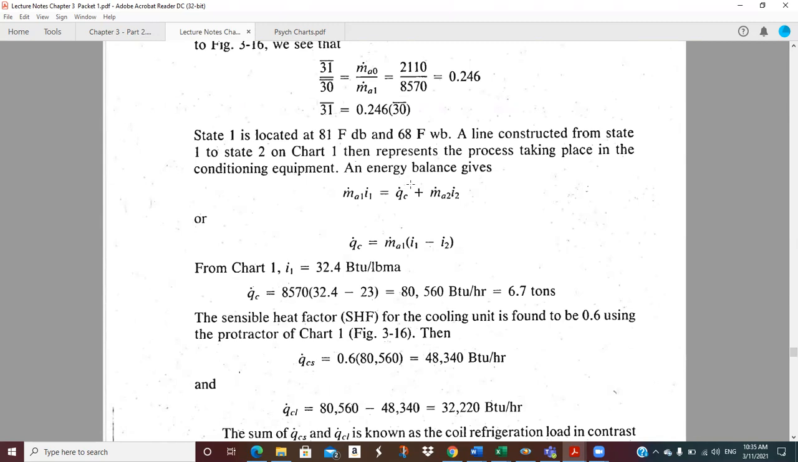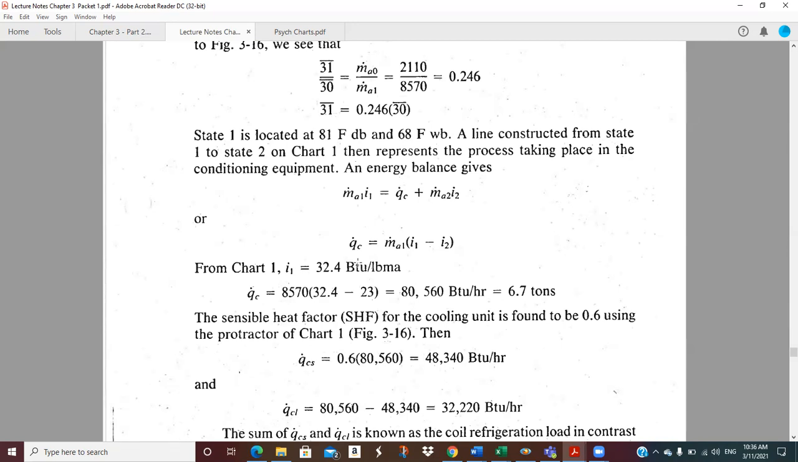Okay, so then here is my coil load. It's the total mass flow rate at 1 or 2, it's the same number, times the enthalpy difference 1 to 2 across the coil. And so he reads that as 32.4 minus 23, which gives 80,560 BTUs per hour, or 6.7 tons. The space load is only 5 tons. So see, we're picking up 1.7 tons of outside air, okay?